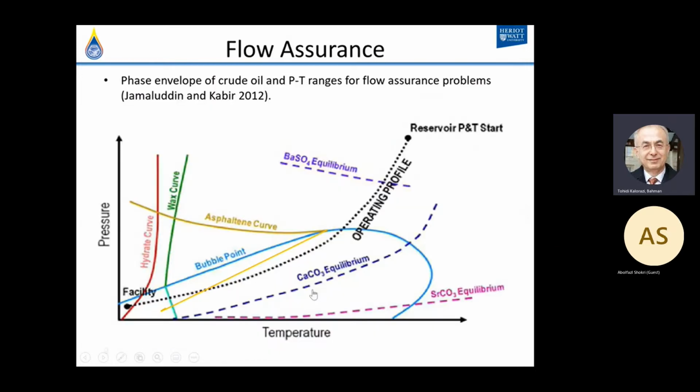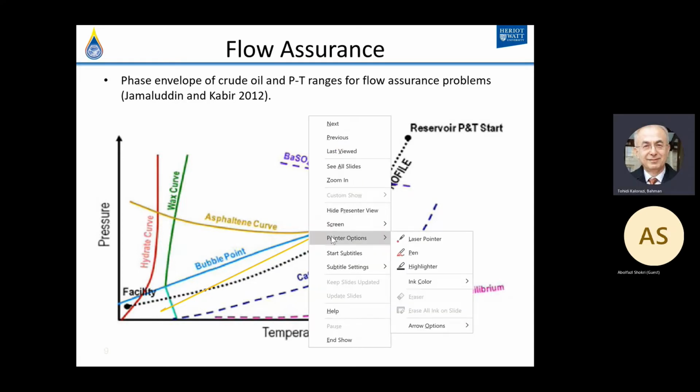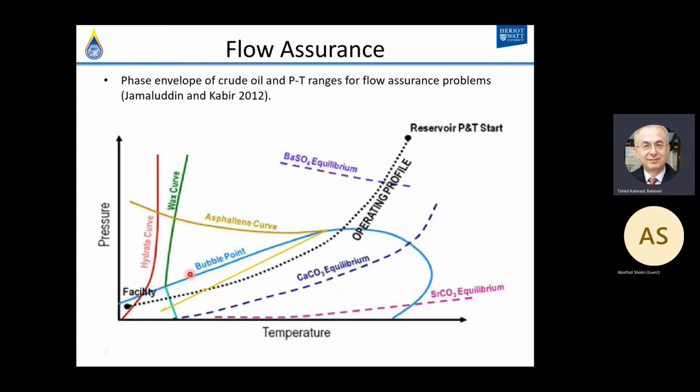So we discussed this figure before. This is the phase envelope. This is a bubble point. Let me go back to my pointer. This is the phase envelope, and this is the bubble point. This is the dew point.